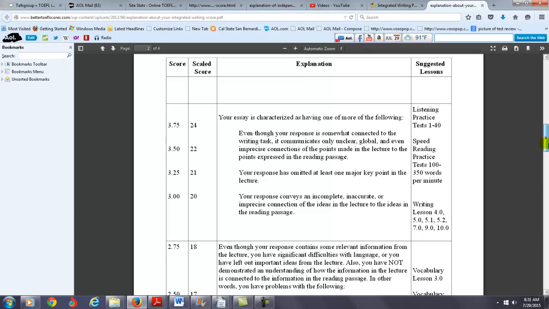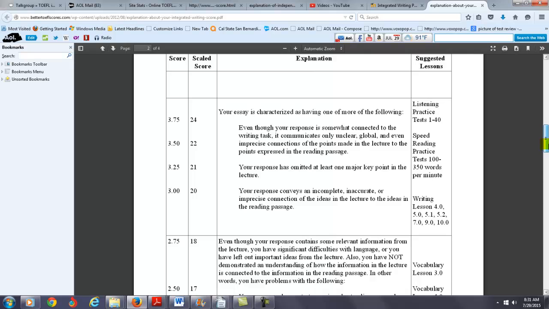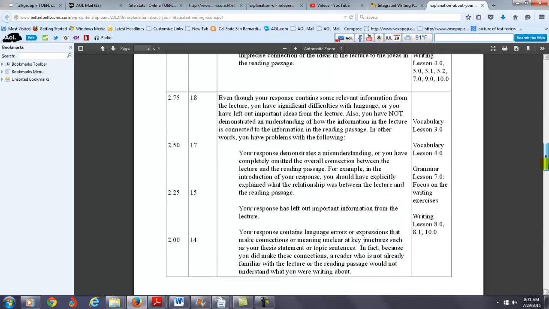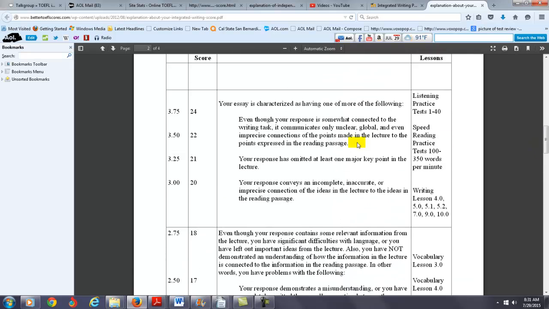I think it's not too bad. I'm going to put you at 3.0 out of 5, or 20 points out of 30. So in this case, we have what's called a complete, inaccurate, or imprecise connection of some of the ideas in the lecture to the ideas in the reading passage.